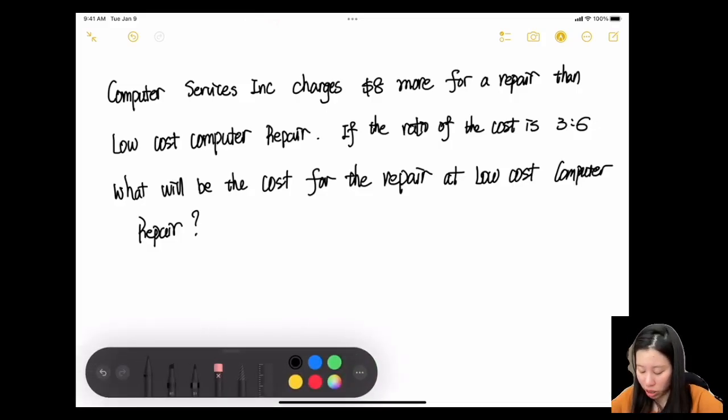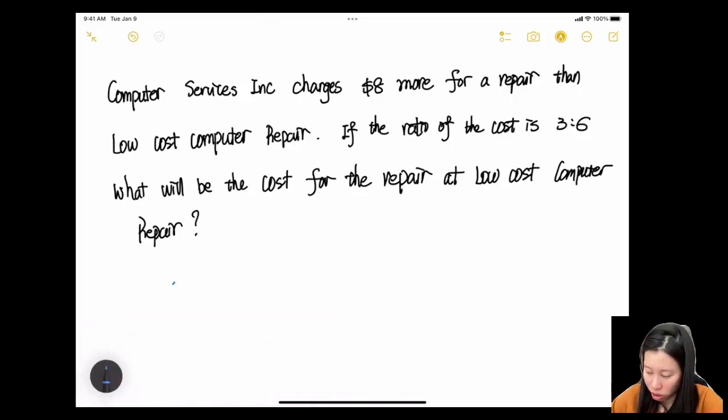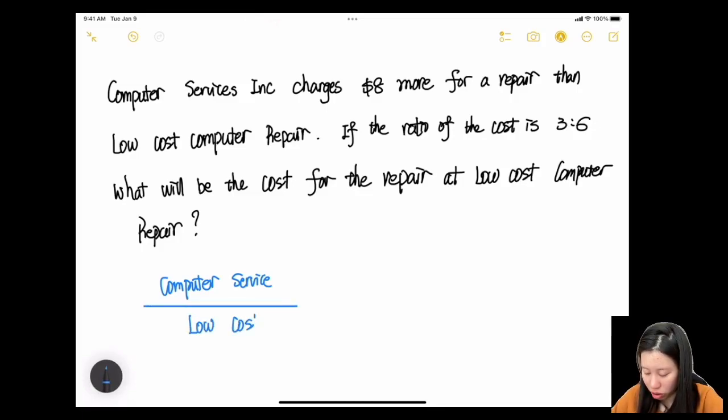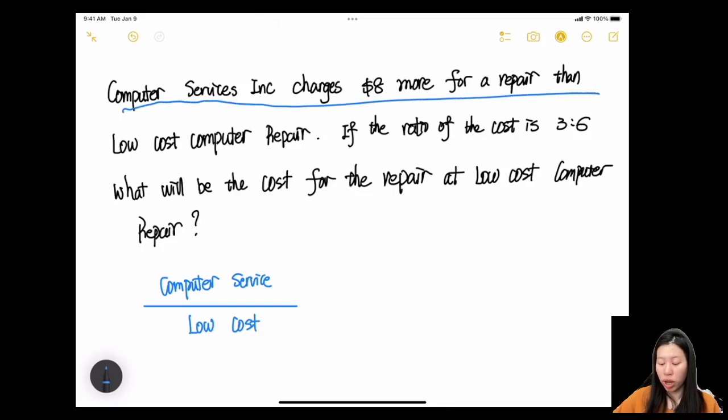So there are two companies, right? We know that this one is called computer services over the low-cost computer repair. There are two shops. And then they tell you the ratio. First of all, which one is more expensive? Well, the computer services is going to charge $8 more than the low-cost repair. So that means the ratio should be 6/3.